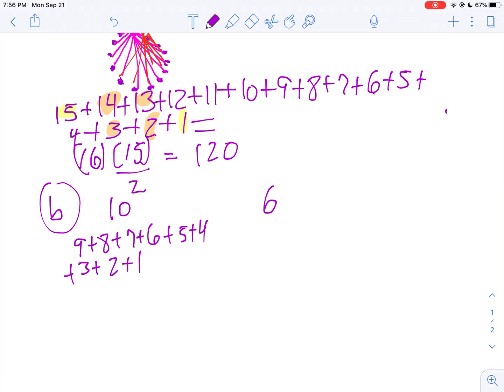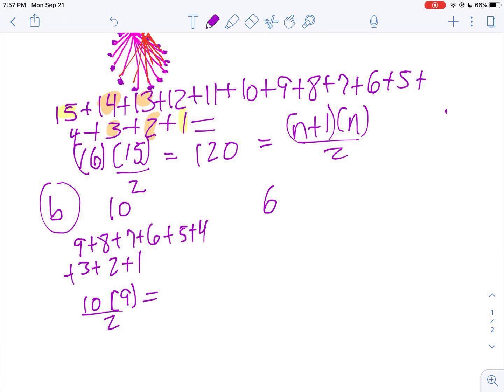By the way, the formula up here, you take n plus 1 times n, and you divide by 2. So you count how many terms there are, add 1, multiply it by the number of terms, and divide by 2. In this case, there are 9 terms, so 9 plus 1 is 10. So 10 times 9 divided by 2. Well, 10 divided by 2 is 5. 5 times 9 is 45.